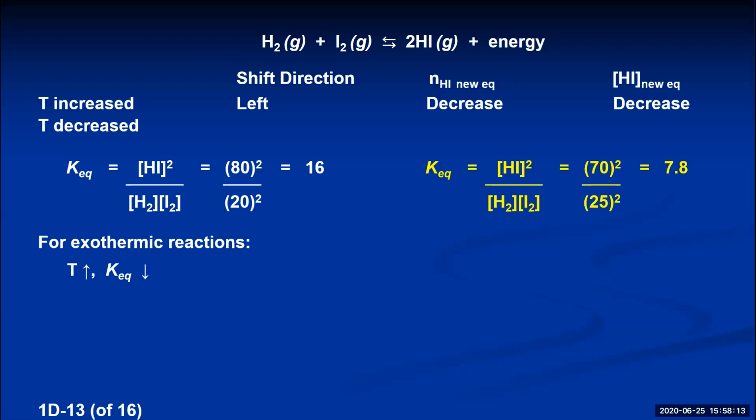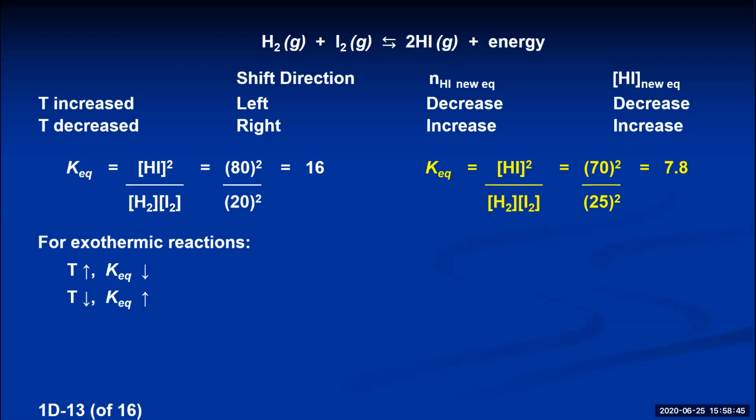If you decrease the temperature, that means you're removing energy from the system. That's creating a hole on the right side. So the reaction has to shift to the right to fill that hole. So we would say the forward reaction becomes spontaneous. If it's shifting to the right, it's creating more HI. And so the concentration of HI will be larger. That's in the numerator. So you're going to have a bigger equilibrium constant. So for exothermic reactions, when you decrease the temperature, you actually increase the equilibrium constant.